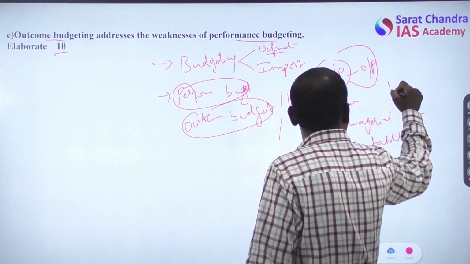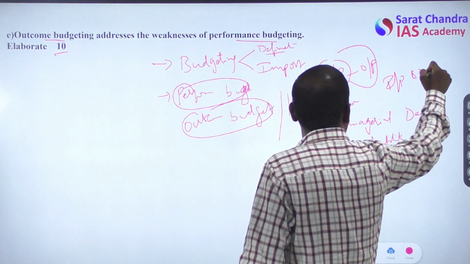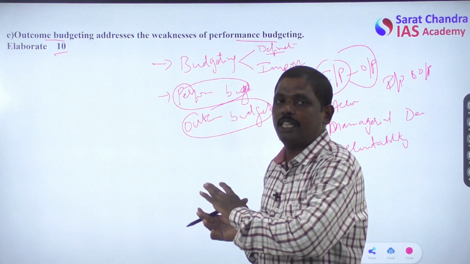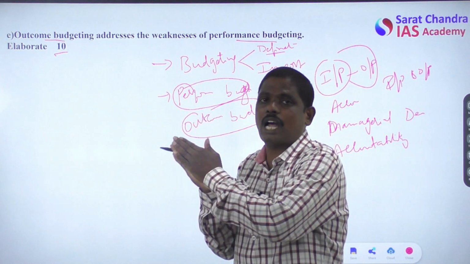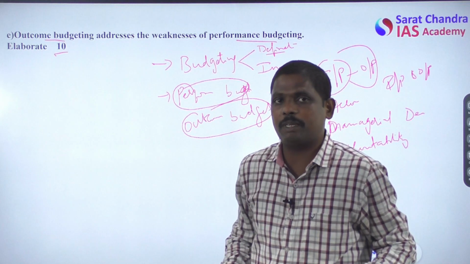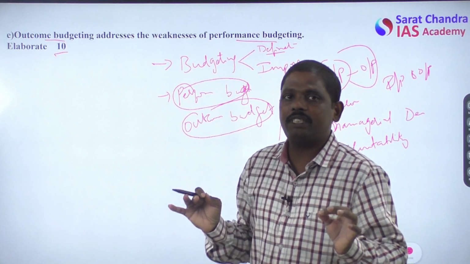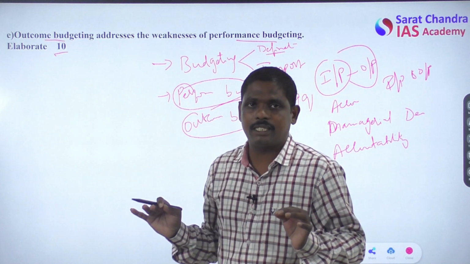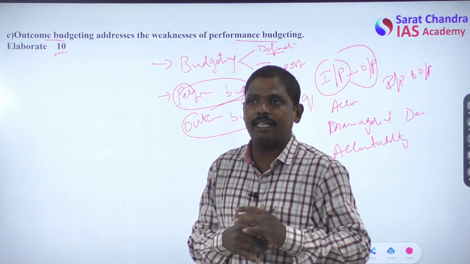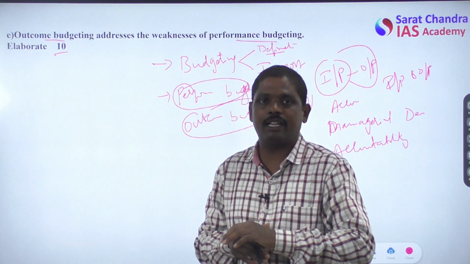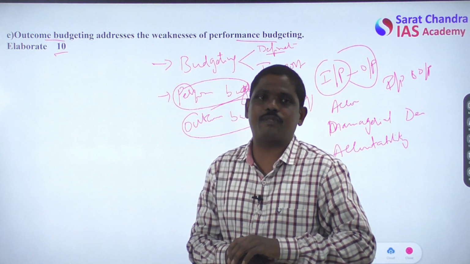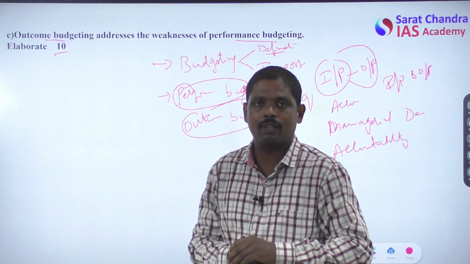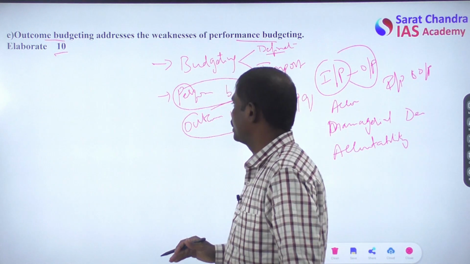Alright? So apart from inputs and outputs, measure this. Based upon these parameters, compare outcome budget with performance budget and say that outcome budget is far better than performance budget. That is the reason why after 1991, every country, including India, has shifted from performance based budgeting to outcome budgeting. Okay, so this should be the answer. All right.